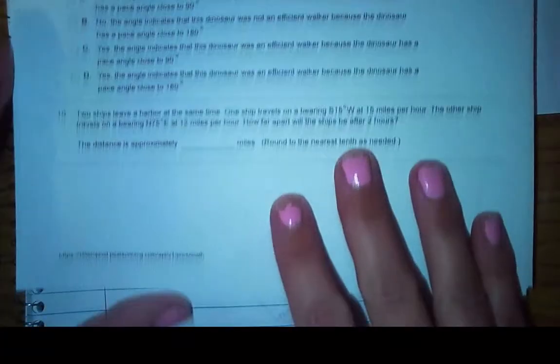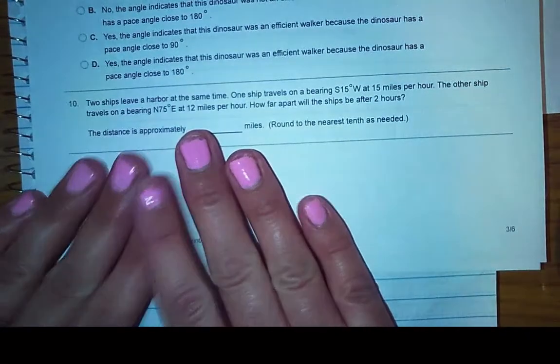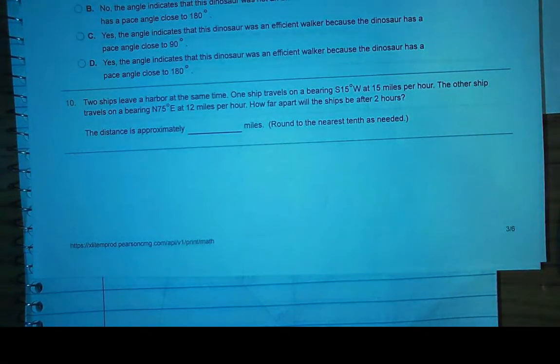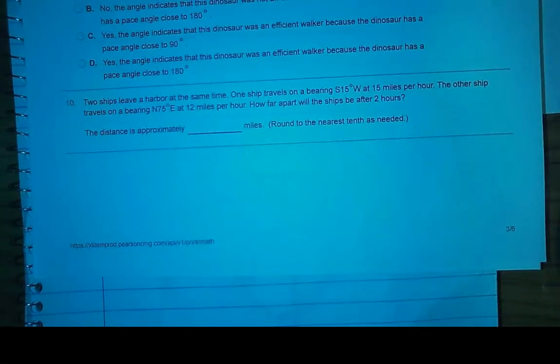Last two problems, and they're word problems. Two ships leave a harbor at the same time. One ship travels on a bearing of south 15 degrees west at 15 miles an hour. The other ship travels on a bearing of north 75 degrees east at 12 miles per hour. How far apart will the ships be after 2 hours?